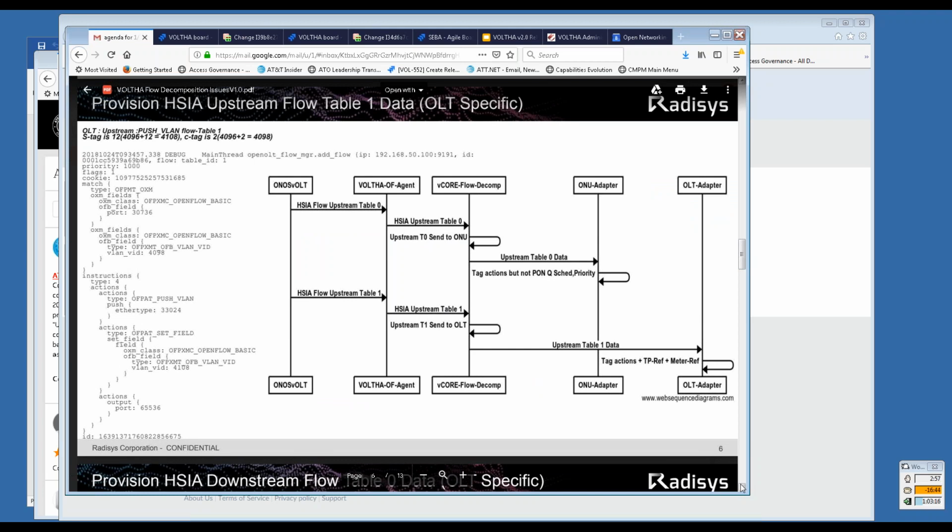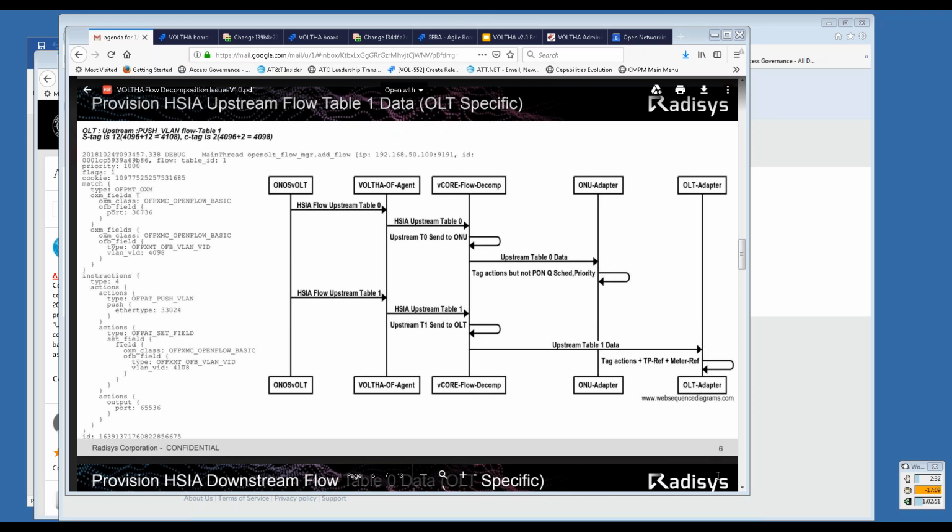This one is the flow table 1 of the upstream flow. This one's going to be passed to the OLT. In this case, we define the input port as the UNI. The VLAN is 2. We're going to push another tag, the S tag, on top of that, which is VLAN 4108, which is 12.